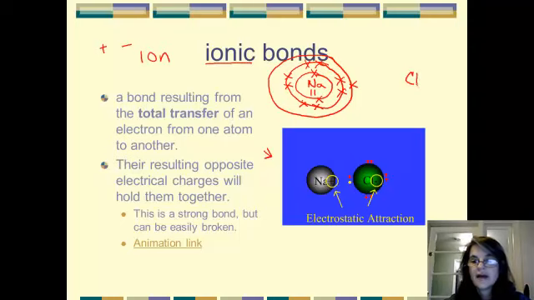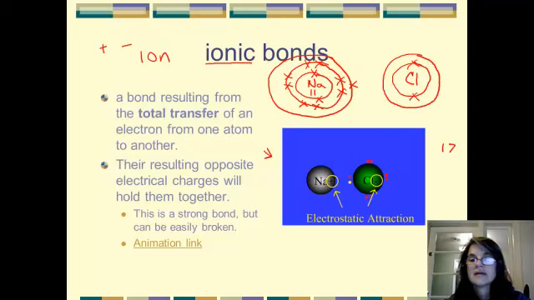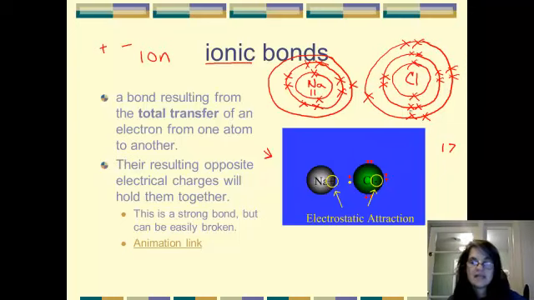Chlorine, on the other hand, has an atomic number of 17, so it's got 17 protons in its nucleus, and it has to have 17 electrons in its electron cloud to counterbalance that and give it a neutral charge. So here, 2 plus 8 is 10. And then the outer shell here, it's got 1, 2, 3, 4, 5, 6, 7. So that's a total of 17.